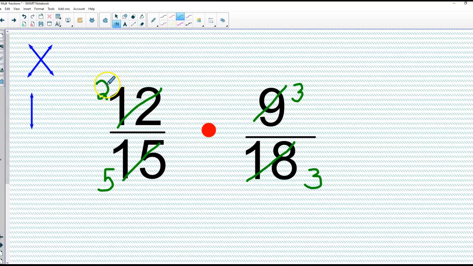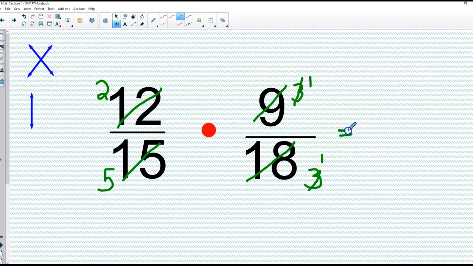So let's check. 2 and 5. Is there any common number that will go into those? And no, there isn't. So let's check over here. 3 and 3. Well, both of those could be divided by 3. So let's divide by 3. So if I divide by 3, I get 1. And if I divide by 3, I get 1 here. So I think that's it. We've reduced diagonally and we reduced up and down. So there's nothing else we can do.